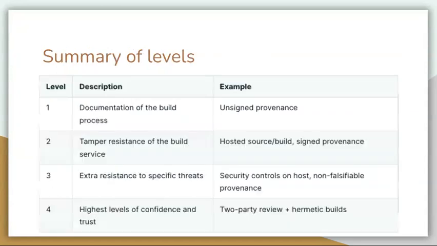If we look at the summary of the levels, the very first one is the documentation of the build process. An example here would be unsigned provenance. Next, you provide tamper resistance of the build services. Now, again, this can be a hosted source and build with signed provenance. Then there is extra resistance to specific threats, like security controls on your host and non-falsifiable provenance, and the highest level of confidence of trust, that is a two-party review and hermetic build. So we are going to discuss them one by one now.